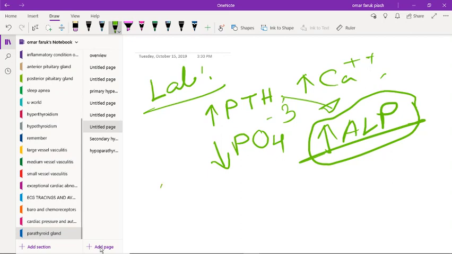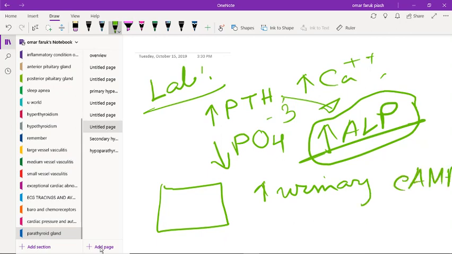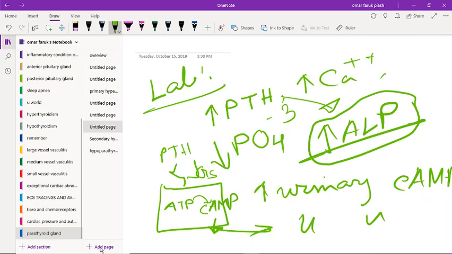And another thing is that it increases urinary cyclic AMP. How does it increase urinary cyclic AMP? PTH actually stimulates the G stimulatory protein. PTH stimulates Gs, and Gs will convert ATP to cyclic AMP with the help of adenylyl cyclase, and this cyclic AMP passes out in urine, causing increased urinary cAMP.